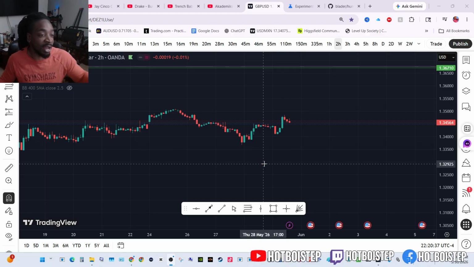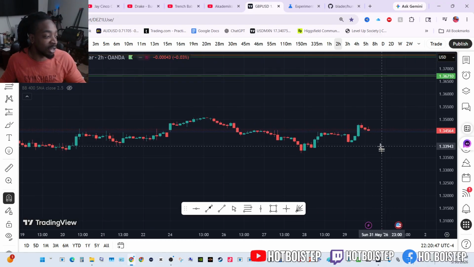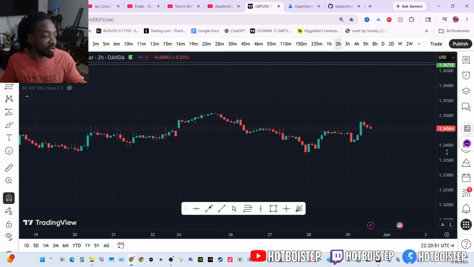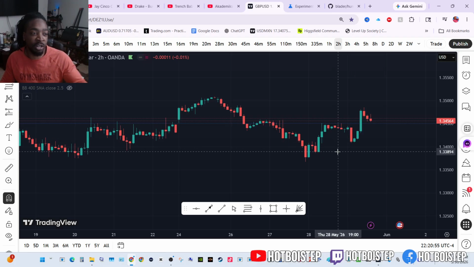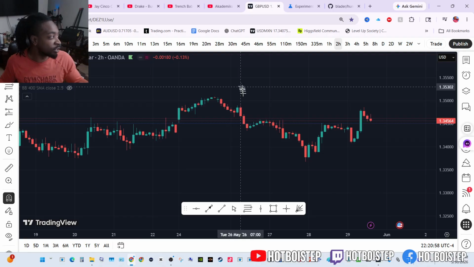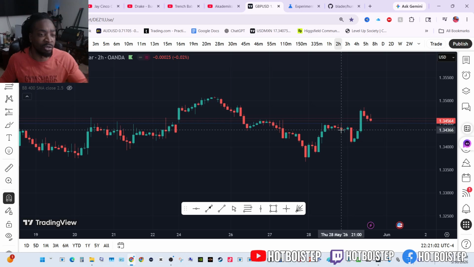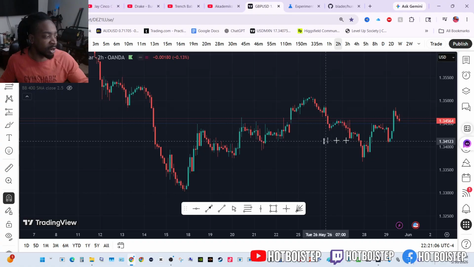So we got red candles and green candles. Green candles are for going up, red candles are for going down. Right now, this is a 2 hour chart. If you want to see a chart like this, you can go on TradingView. The website is tradingview.com, and it's a site where you can look at candles like this and at how the market moved over the past.